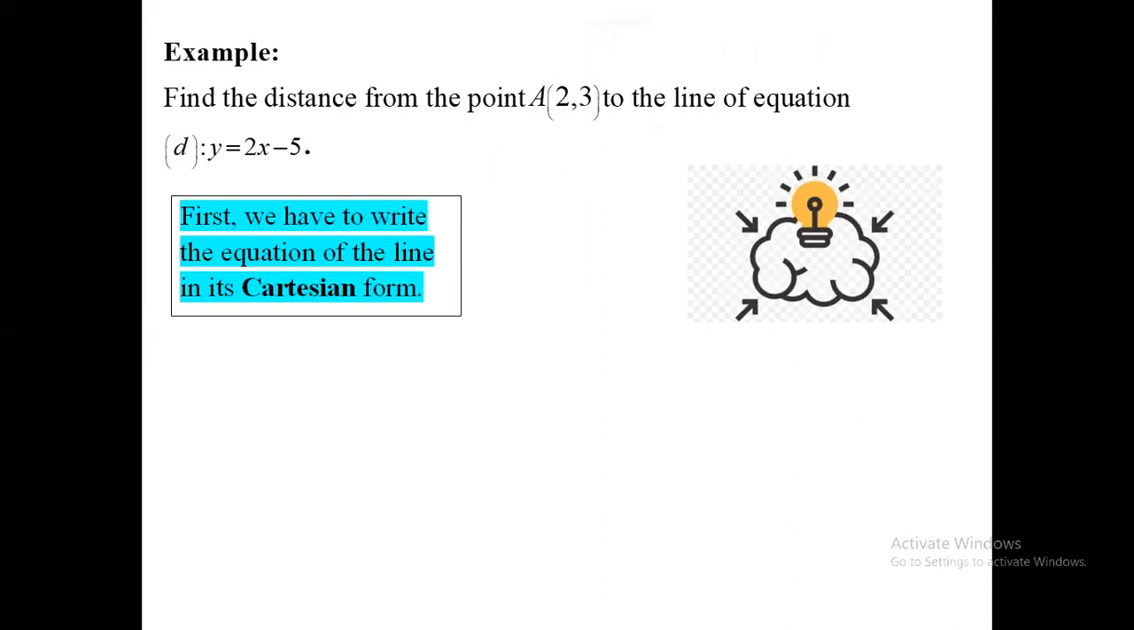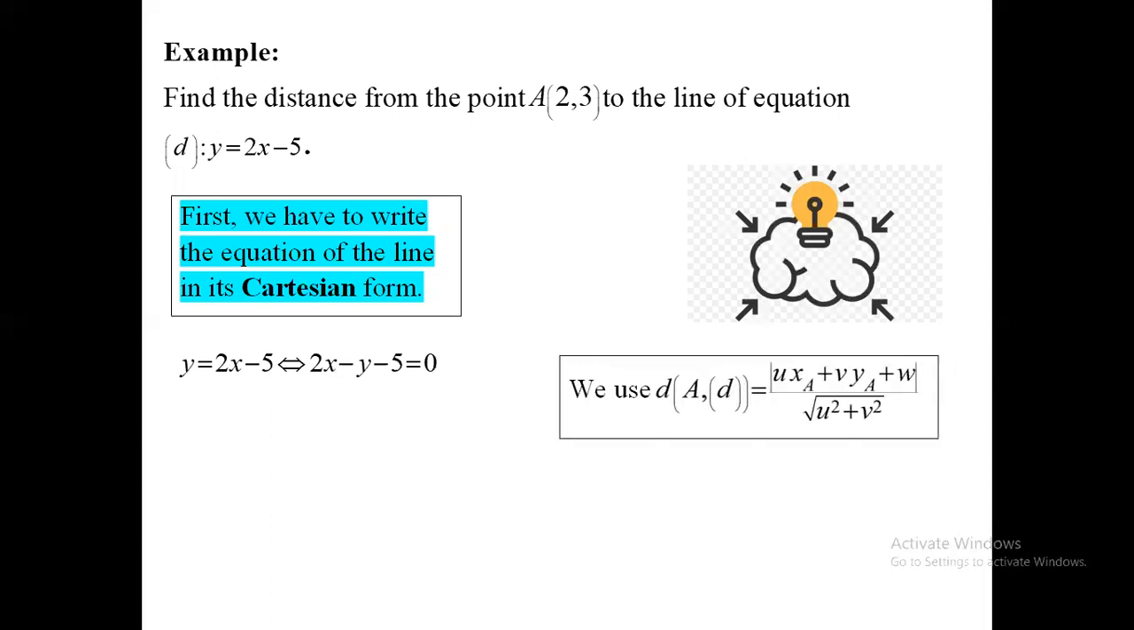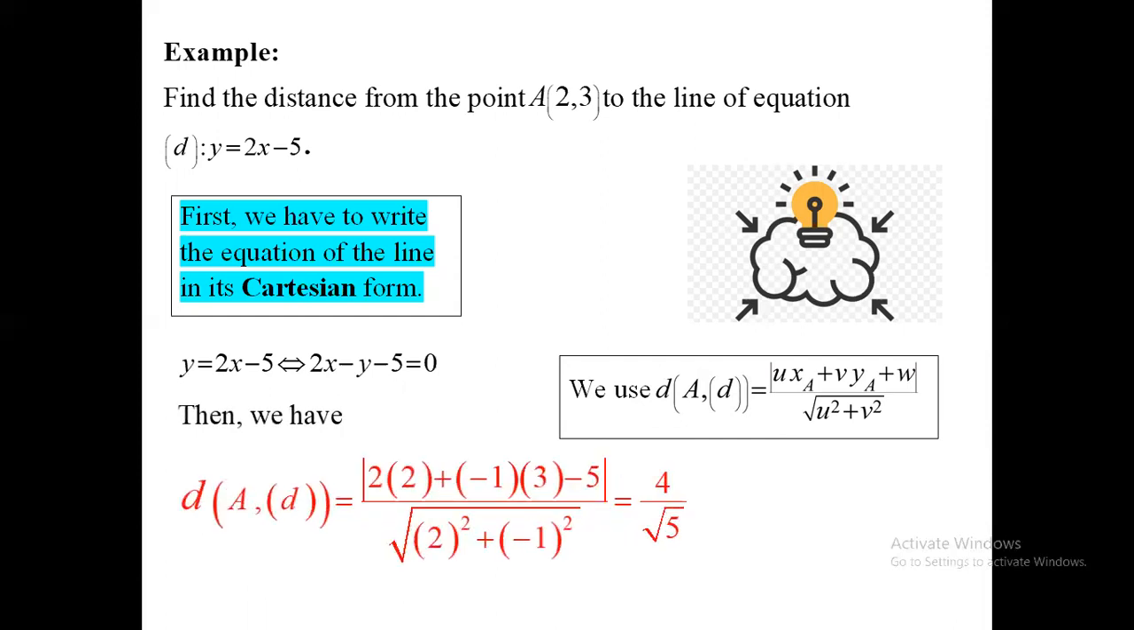First, we have to write the equation of the line in its Cartesian form. It becomes 2x minus y minus 5 equals 0. We use the mentioned formula and plug in. So the distance will become the absolute value of 2 times 2 plus minus 1.